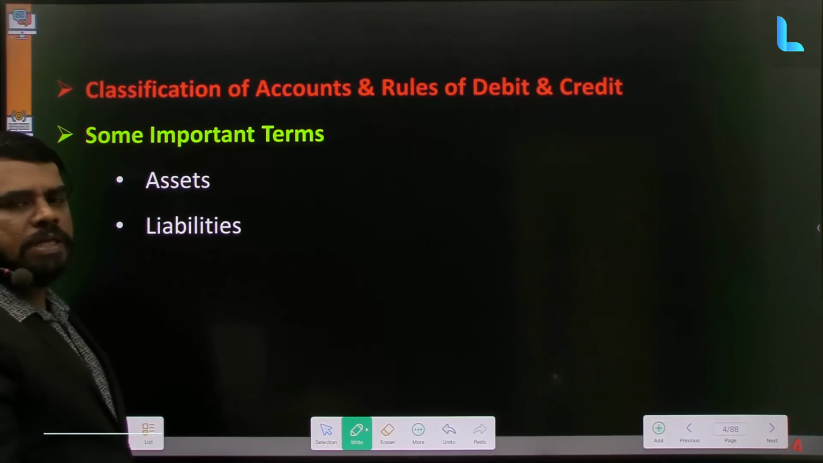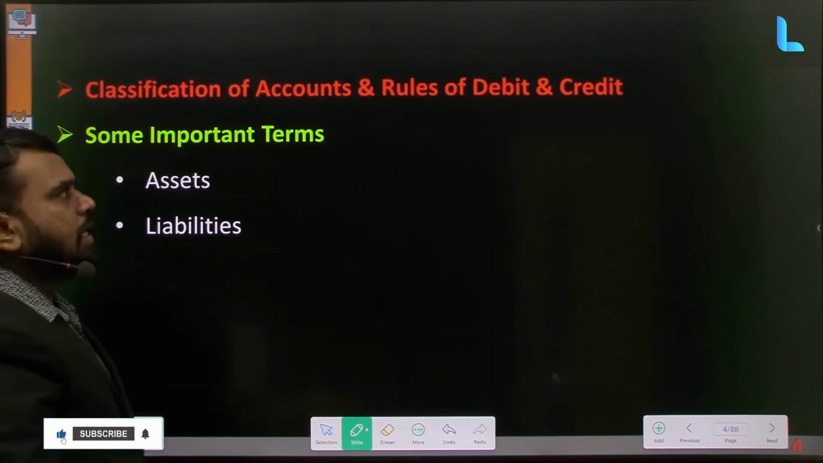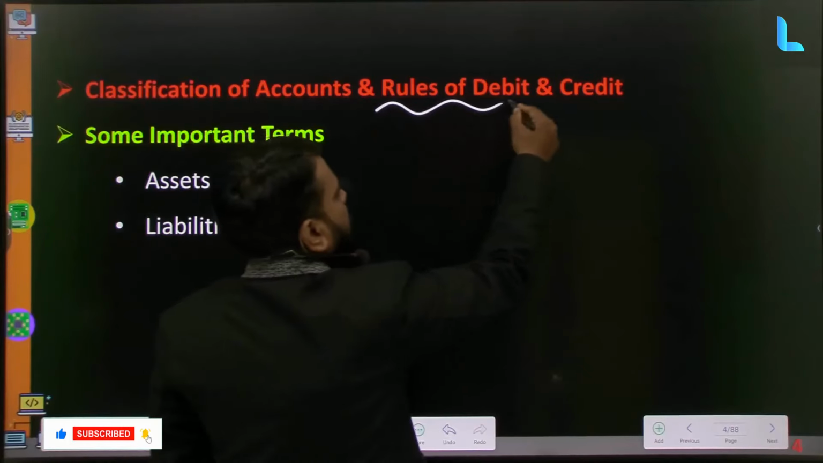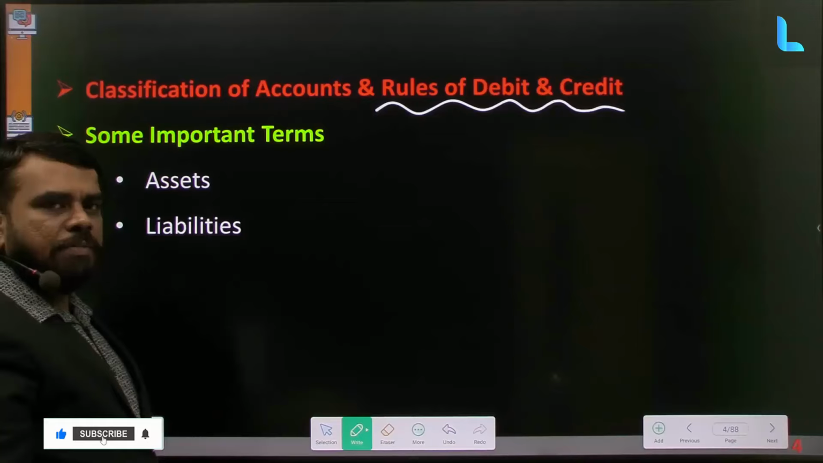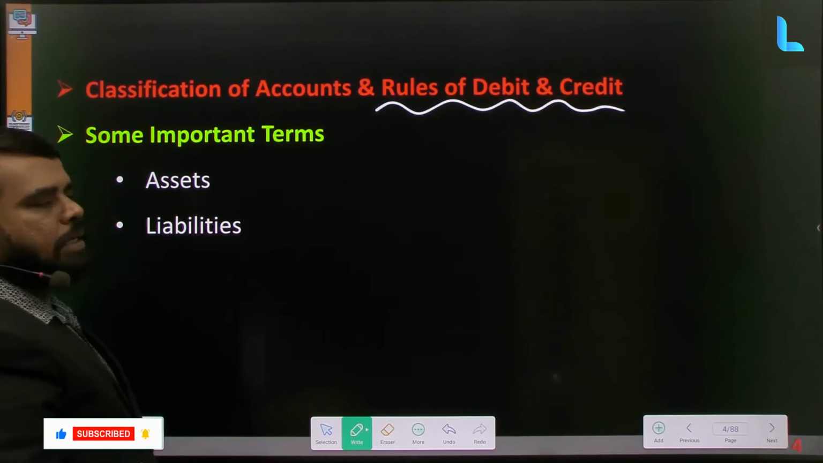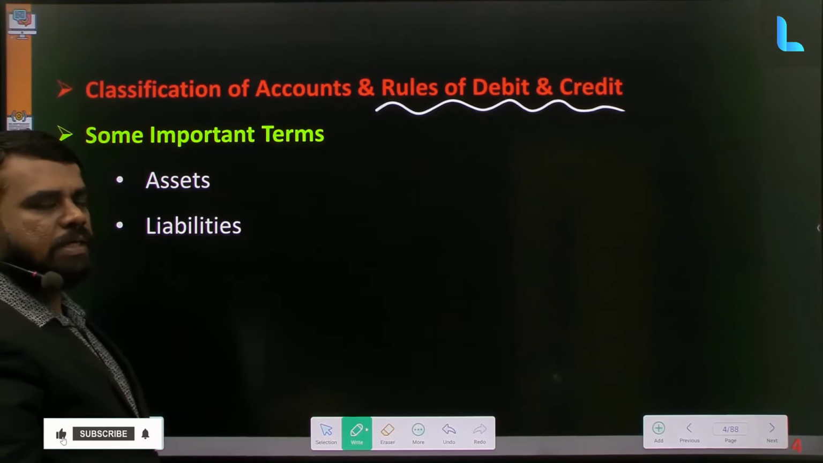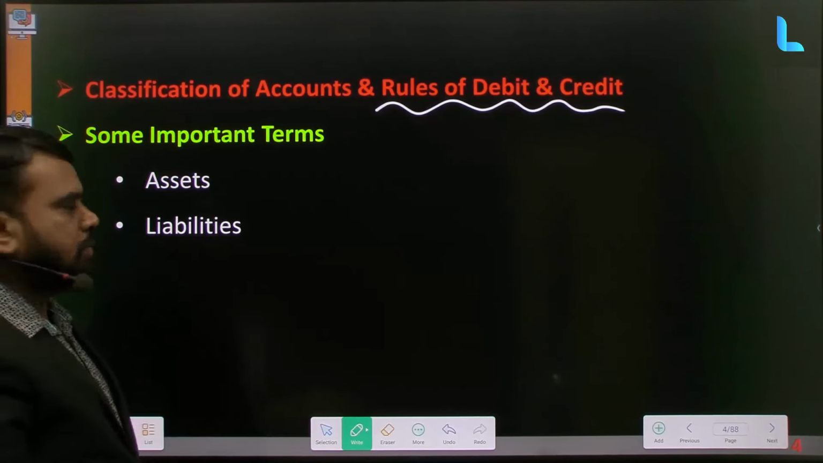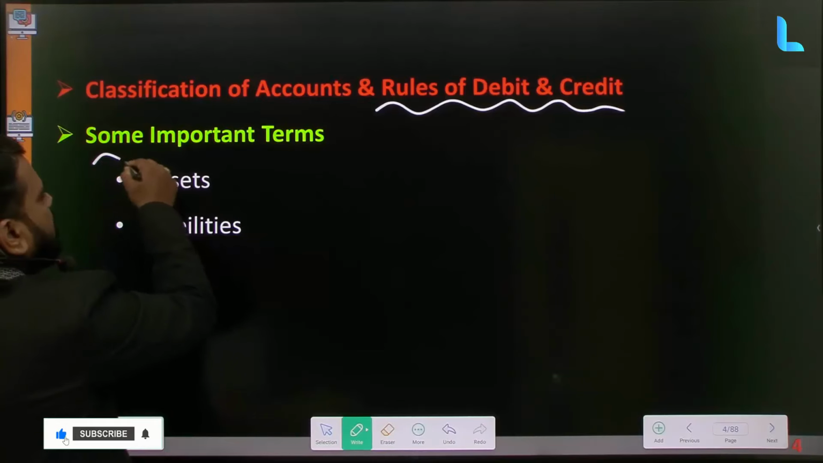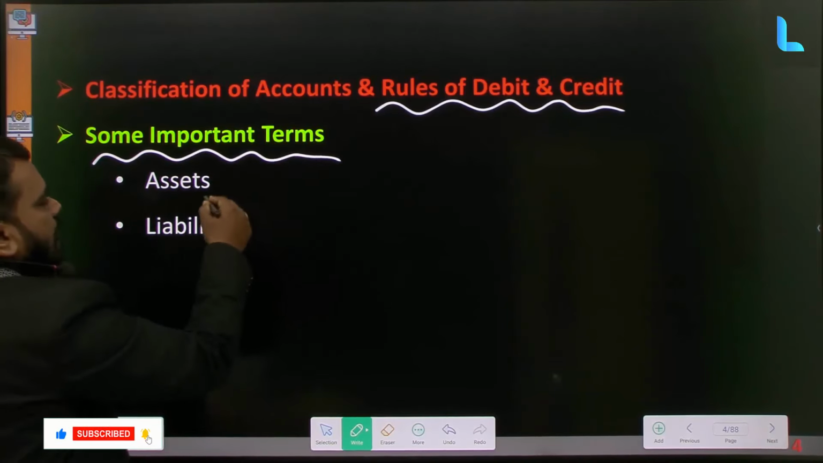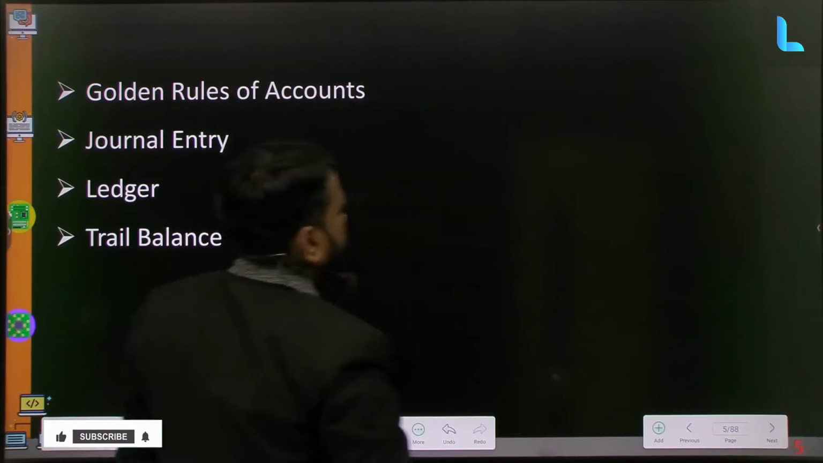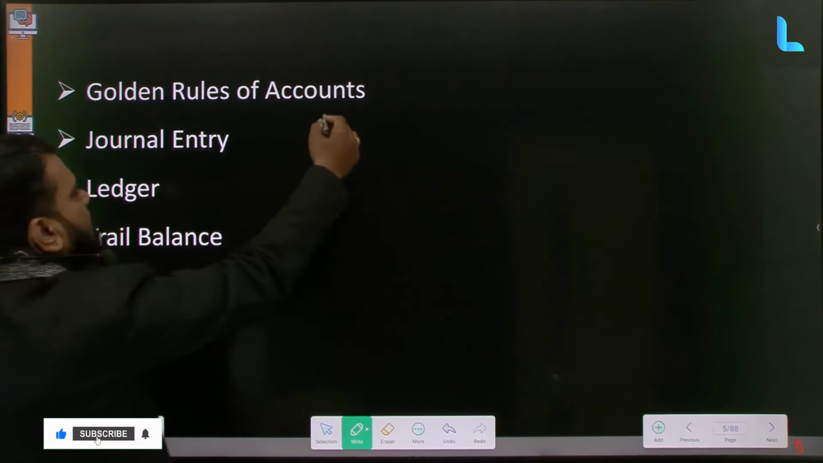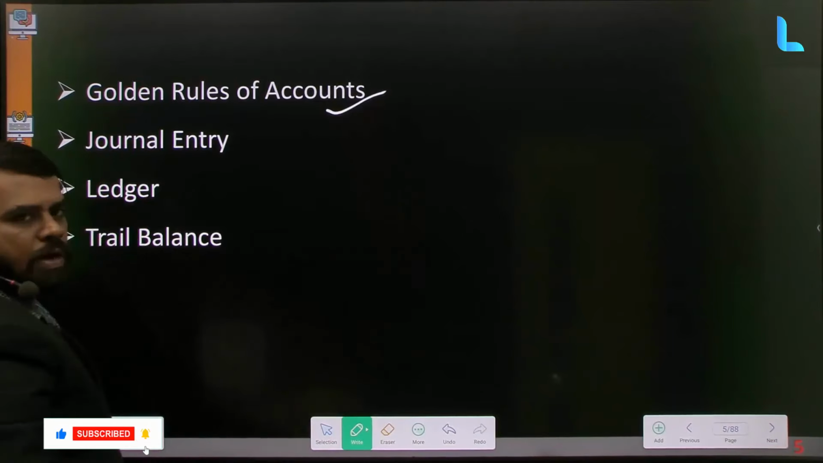Then we will learn about the classification of accounts, and then the golden rules of debit and credit. That is, which account we have to debit and which we have to credit, the particular rules of debit and credit. Next, we will learn some important terms like assets and liabilities. Then we will learn about the golden rules of accounting.